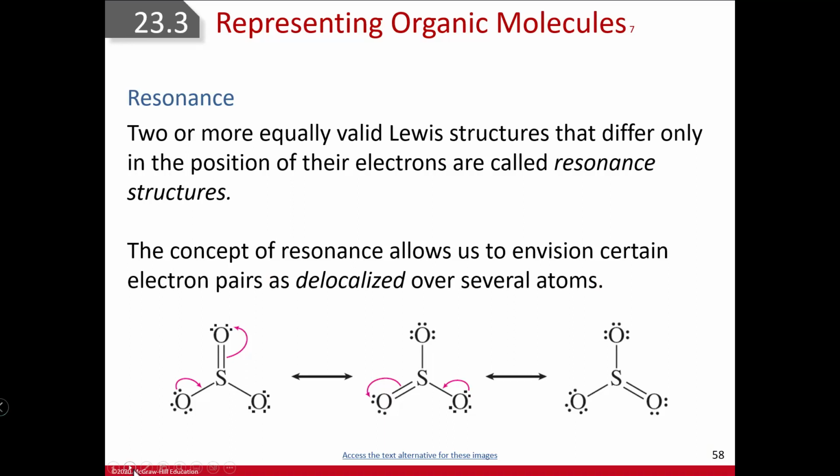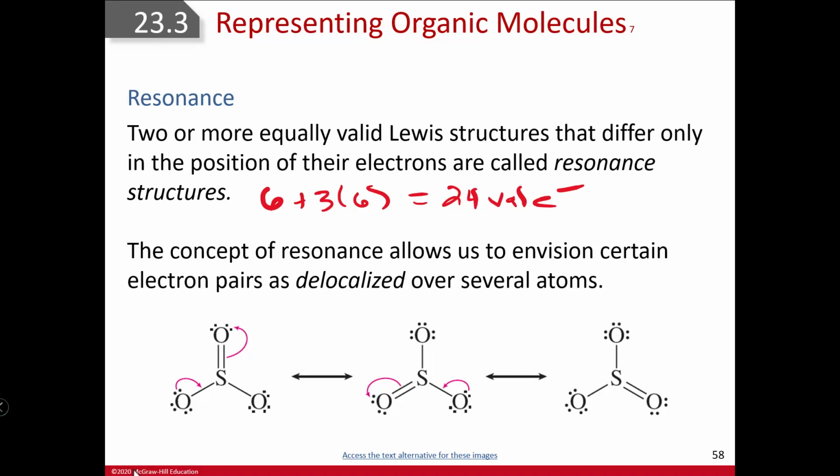All right, so resonance. We talked about resonance in Chapter 8. Let me again define what resonance is. You follow the rules for writing a Lewis structure. If you don't remember how we do this, the quickest way is to count up your total number of valence electrons. Sulfur has 6, and you've got 3 oxygens, and they each have 6. If we add this all together, there are 24 valence electrons in this sulfur trioxide.